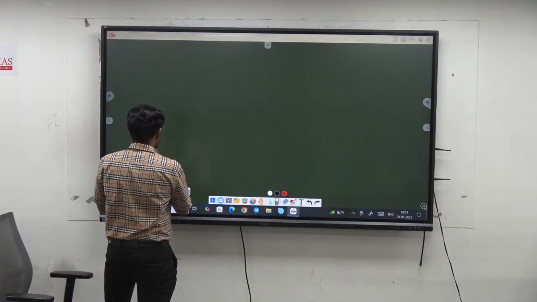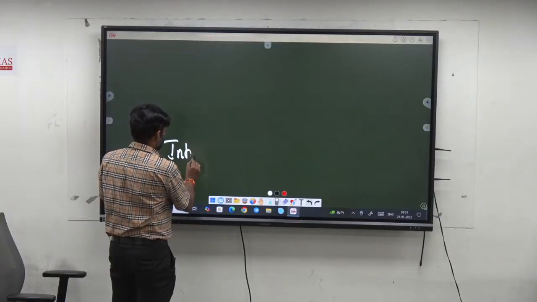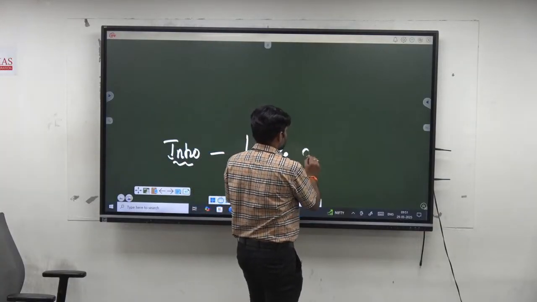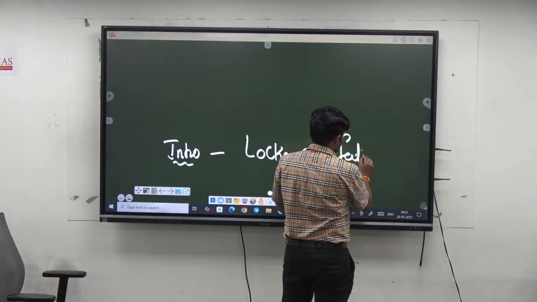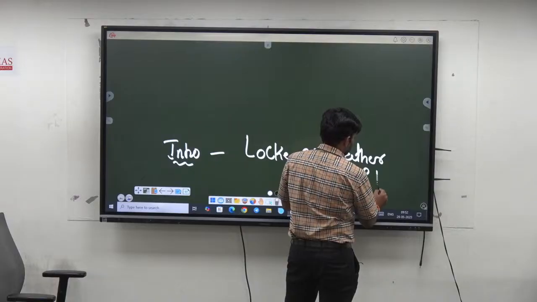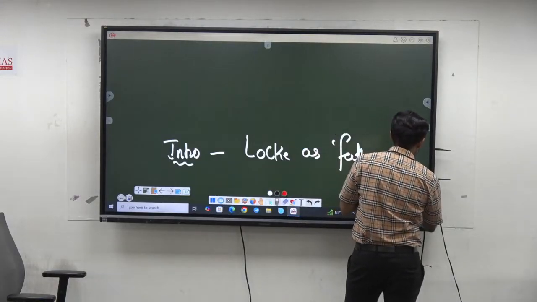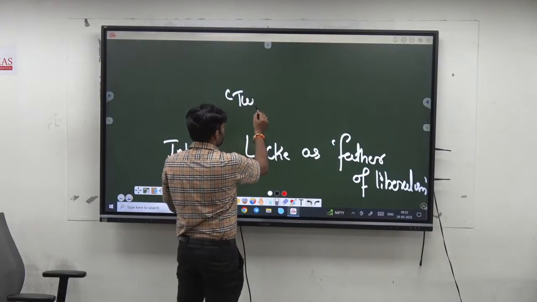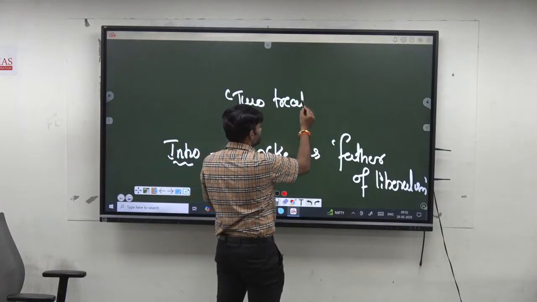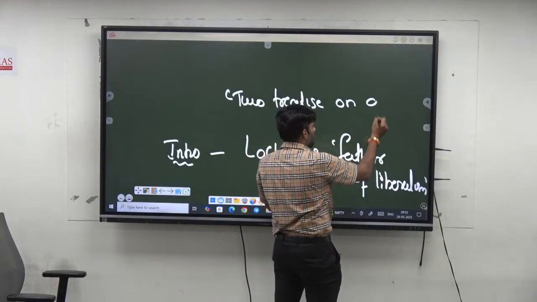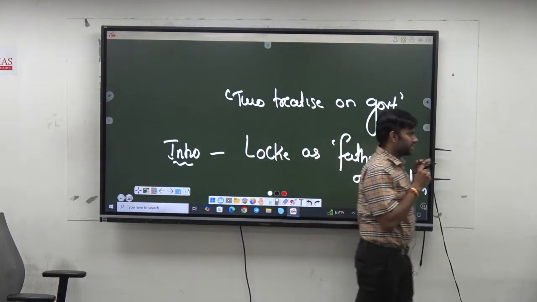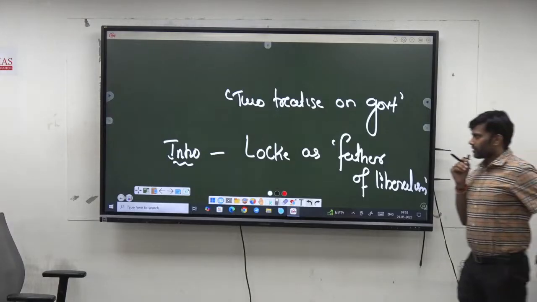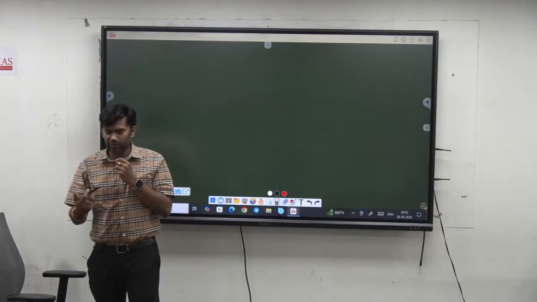So one, you will introduce Locke. You are going to write Locke as the father, called the father of liberalism, and in his most celebrated work, Two Treatises on Government, he has given his views on revolution. So here you have to bring in his view, what he said about revolution.